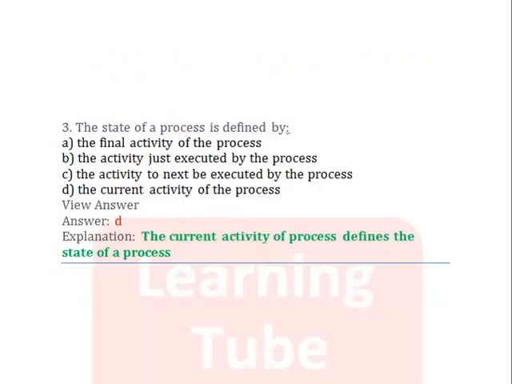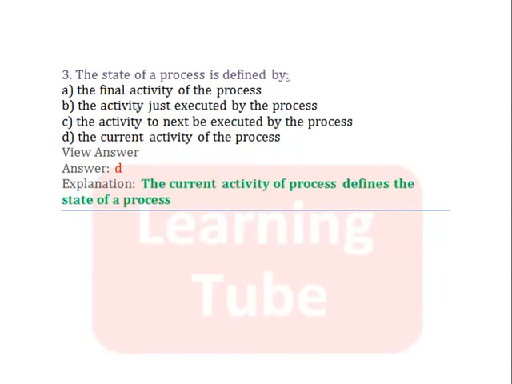Now the third question is: the state of a process is defined by option A, final activity of the process. Final activity of the process does not define the state of a process. Option B, the activity just executed by the process. It does not define the state of a process. Option C, the activity to be executed next by the process. It also does not define the state of a process. Option D, the current activity of the process. Yes, it is true. The current activity of the process defines the state of a process. So option D is the correct answer.